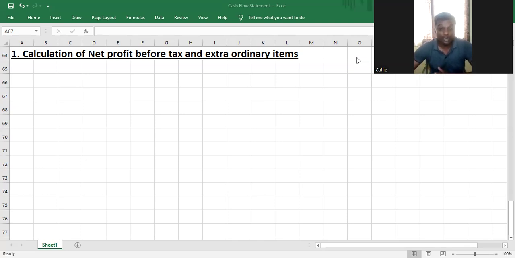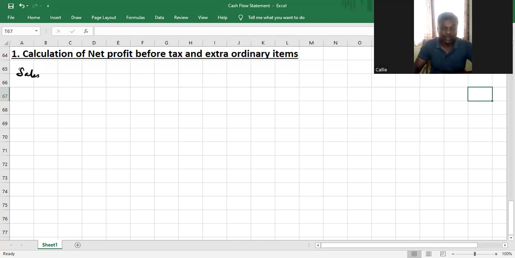Before we actually jump into the working note, I want to give you a basic understanding of what we're going to do. I'm going to teach you something which might help you. I'm going to teach you how the P&L account actually looks, okay? From the point of understanding this working note, okay?